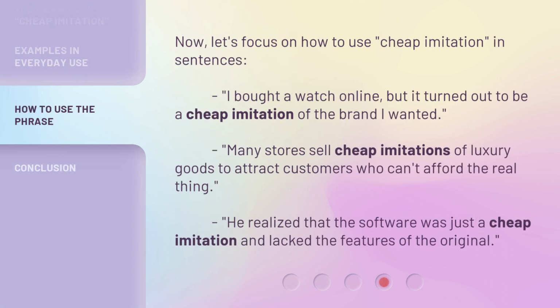Now, let's focus on how to use cheap imitation in sentences. I bought a watch online, but it turned out to be a cheap imitation of the brand I wanted. Many stores sell cheap imitations of luxury goods to attract customers who can't afford the real thing. He realized that the software was just a cheap imitation and lacked the features of the original.